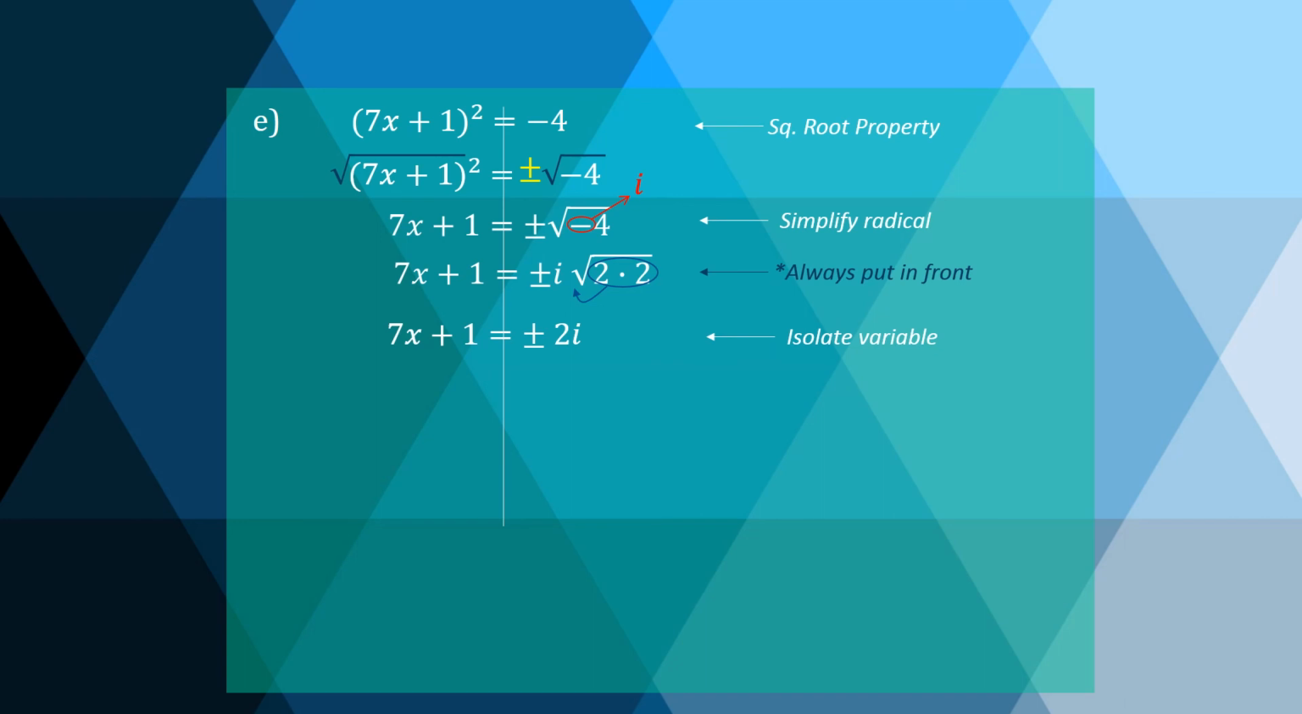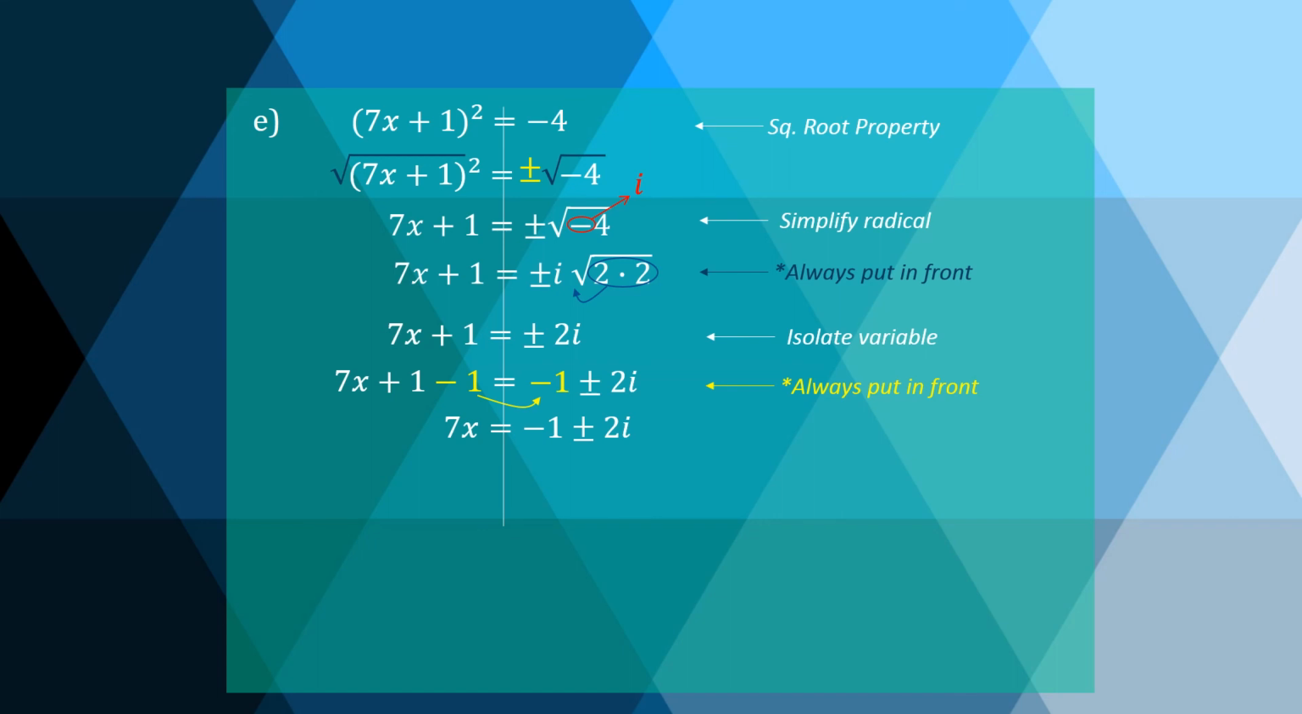Now we need to isolate the variable. The first step to isolating x would be to do what? Subtract 1 on both sides. Now when you subtract it, it does matter where it goes. It needs to go immediately in the front, to where we now have negative 1 plus or minus 2I. So we're one step closer to solving for x, but we're not quite there yet.